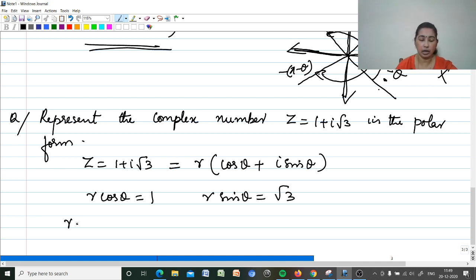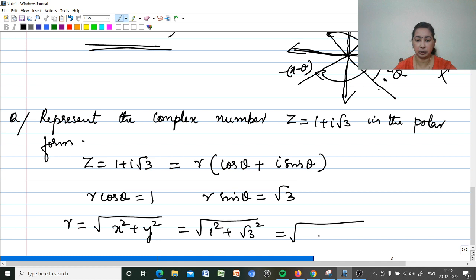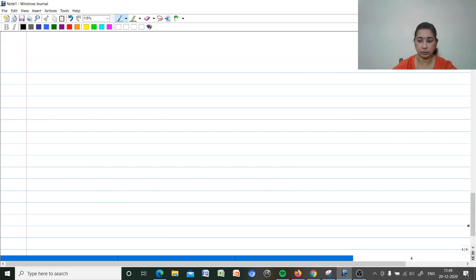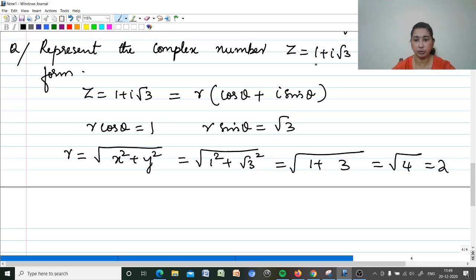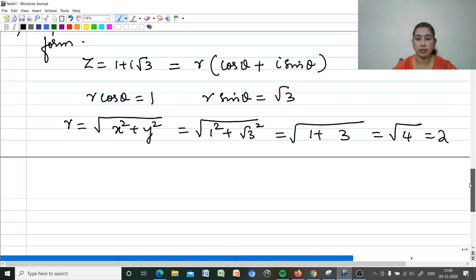And r can be found by using root of x square plus y square, that is root of 1 square plus root 3 square, that is root of 1 plus 3, that is root of 4, which is equal to 2. So r is equal to 2. Next, we have to find theta. Before going on to theta, you have to find in which quadrant x and y lie. X is positive, y is positive, so it is in the first quadrant.